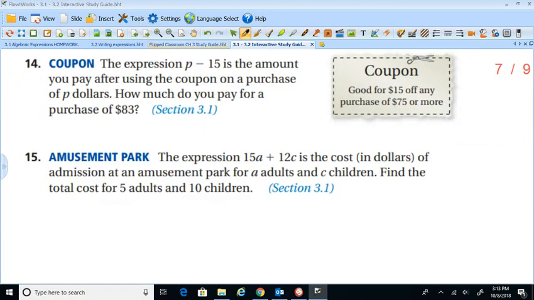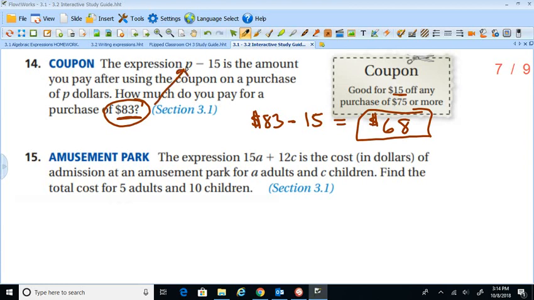Number 14. The expression P minus 15 is the amount you pay after using the coupon on a purchase of P dollars. How much do you pay for a purchase of $83? So it costs $83, but you have your coupon for minus 15 off, and your grand total becomes $68. So really, we're just saying, hey, put an 83 where P is. 83 minus 15 leaves you with $68.